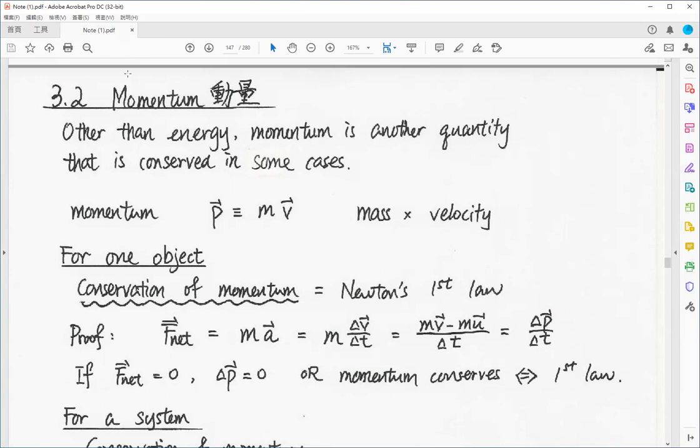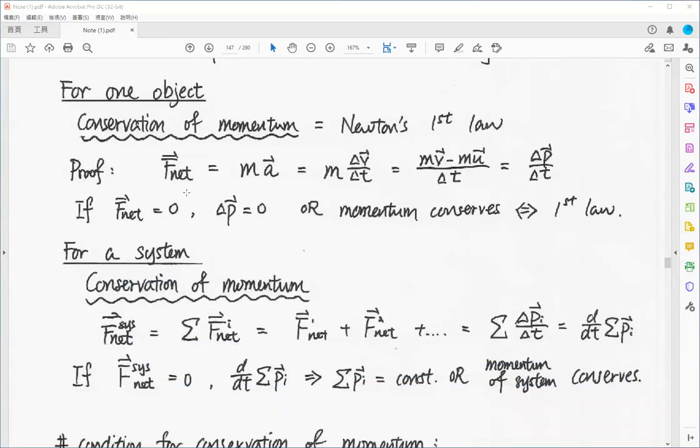So let's have a look at how we define momentum. Momentum is defined as mass times velocity. So momentum is also a vector, because velocity is a vector. And if it is just for one object, the conservation of momentum will be just the same as the conservation of Newton's first law.